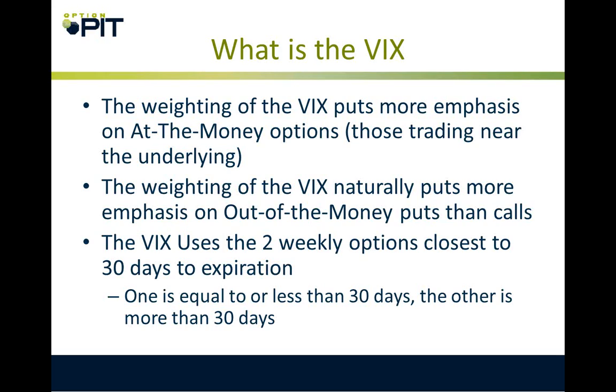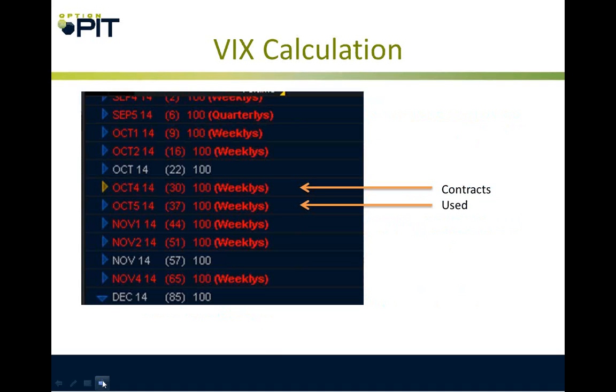The VIX uses the two weekly options closest to 30 days to expiration. One is equal to or less than 30 days, and one is equal to or more than 30 days. So if you were looking at this strip of options in the S&P 500, the VIX would use these two options.